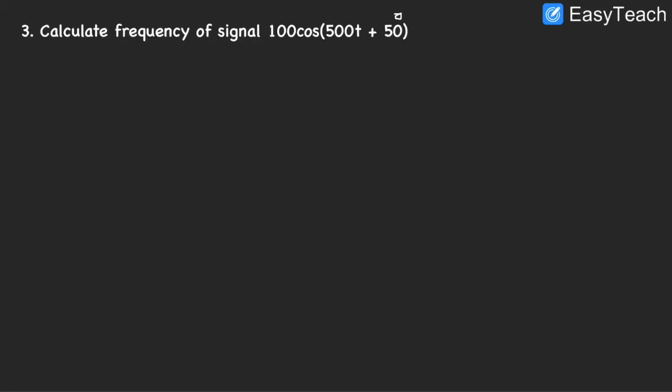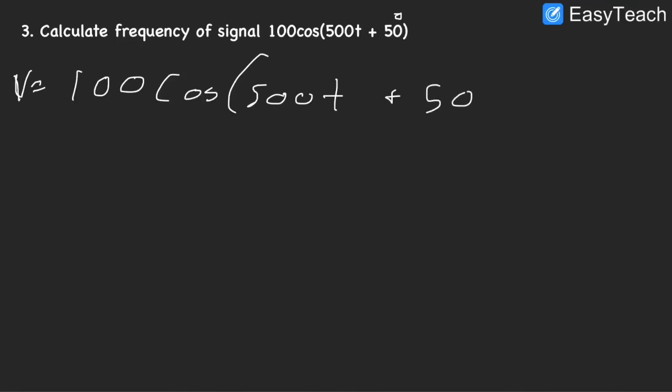All right, our next problem statement says we got a signal 100 cosine 500t plus 50 degrees. It's phase shifted by 50 degrees. And we have to find the frequency of this signal. So let's write this signal down. Let's, for the time being, consider this a voltage signal. So it's 100 cosine 500t plus 50 degrees.